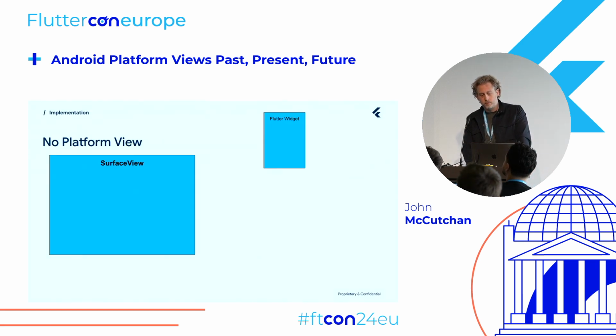On the left here, we have the Android view hierarchy, and in the upper right there's just a little diagram of what it is. We've got a Flutter widget tree, and if you don't have a platform view, then there's just a surface view that is displaying the content that Flutter renders. It's very efficient. Again, surface views don't draw themselves, and Surface Flinger just slides the actual texture in at composition time.